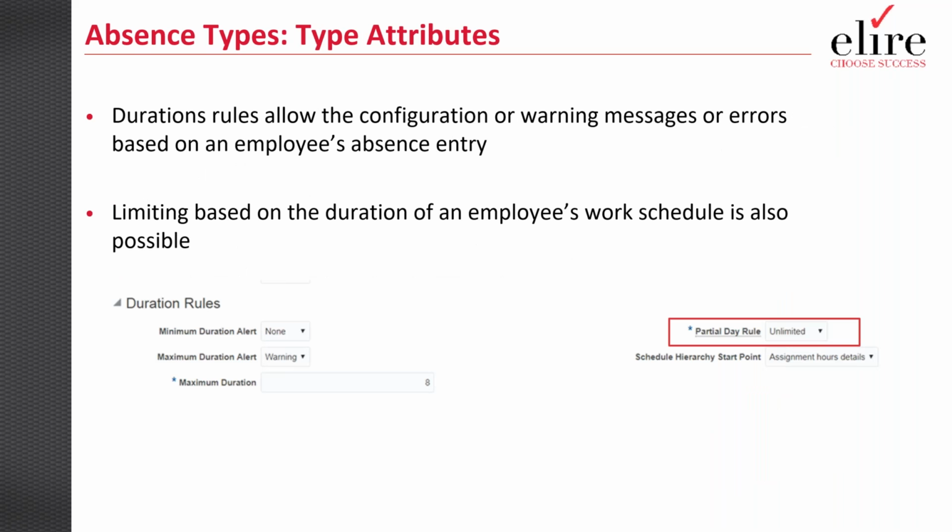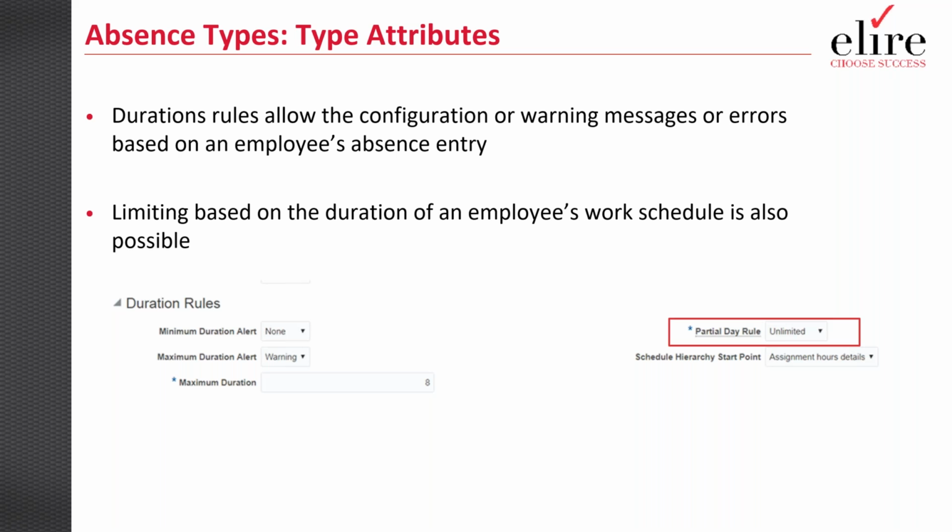Absence types have a few different limitations to them that you can set from the administration side. So if you have an absence where most of your employees are working 8 hours a day, you don't want them to ever enter in more than 8 hours a day. You have in the lower left side here, minimum duration alert, maximum duration alert. What you can do with this configuration is set up a base amount that an employee can enter, either minimum or maximum, for their absence entry. And you can set it up to send them a warning, or if you want it to actually error out and not let them enter an absence for more than 8 hours.